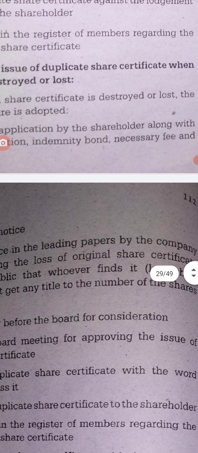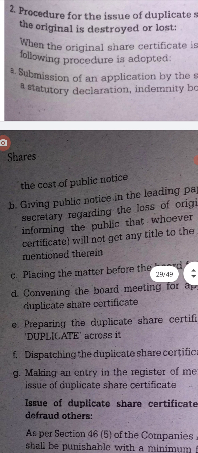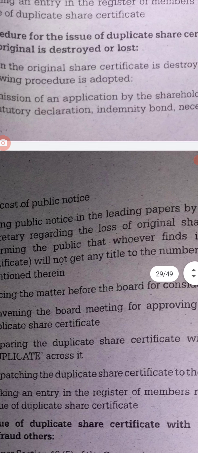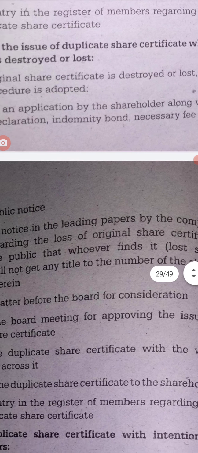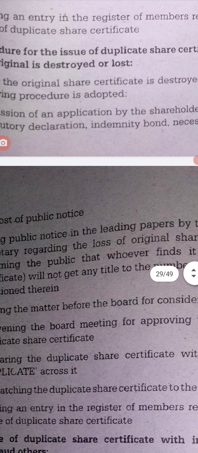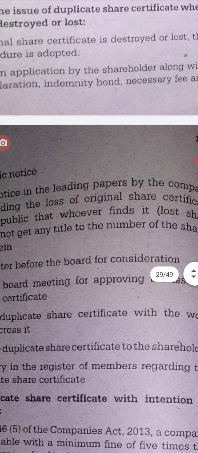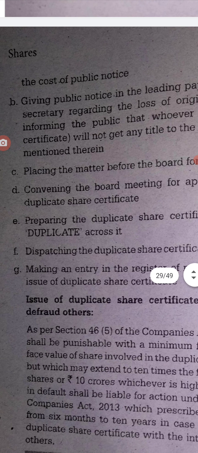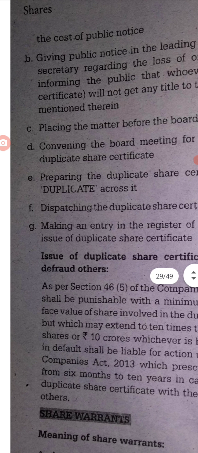Now if the share certificate is destroyed or lost, that is, in case of a mutilated or defaced share certificate and all that. Now if he does not have the original share certificate, then he should apply for a duplicate. The application has to be given with the statutory declaration, indemnity bond and necessary fees, okay, and the cost of public notice as well.